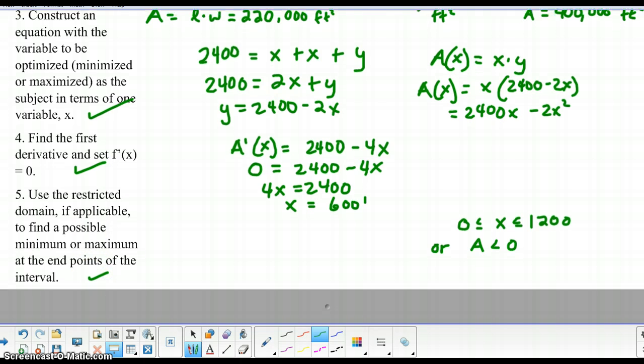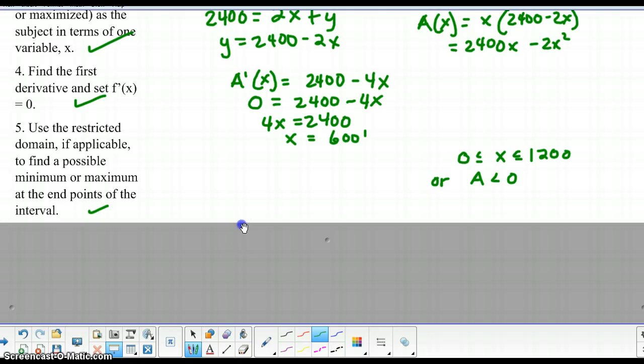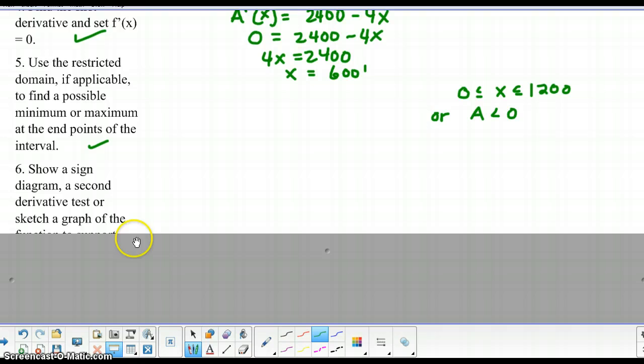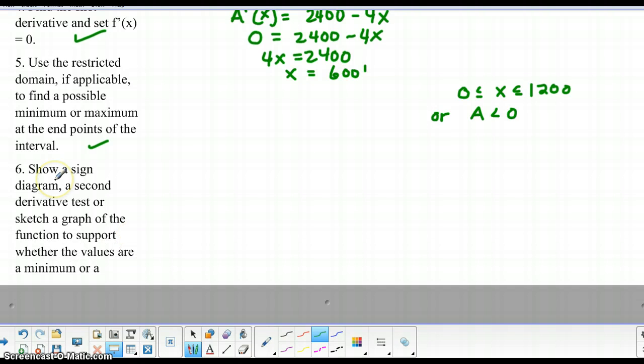So our last step, our final step, is a proof. And we have three different ways we can prove it. We can look at a sign diagram for a first derivative. We can do the second derivative test. And we can sketch a graph to support it. So let's look at the first derivative sign diagram, and then we'll also look at the second derivative.